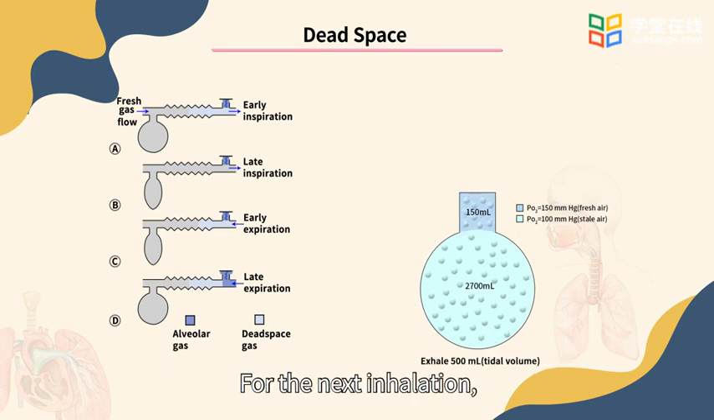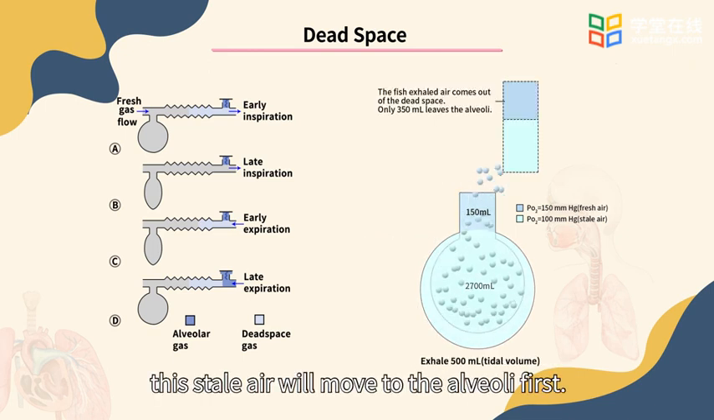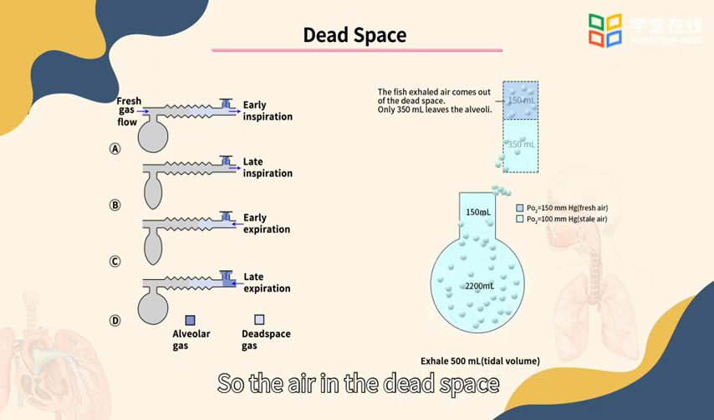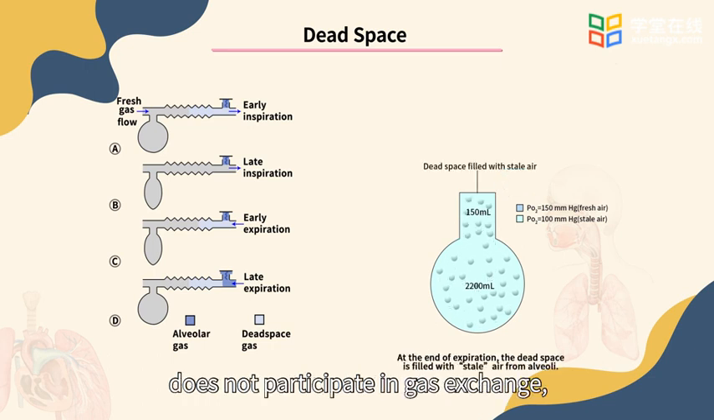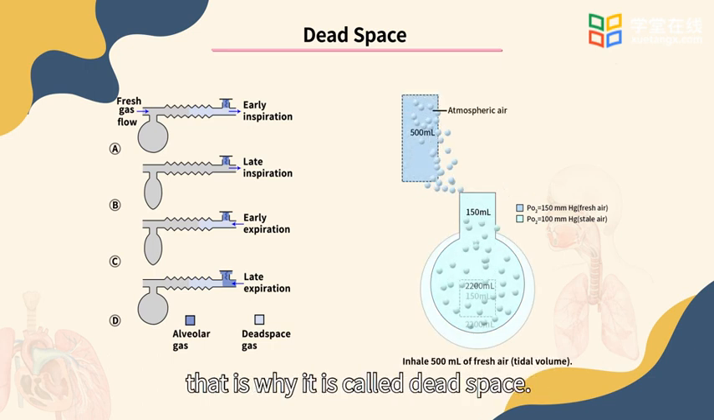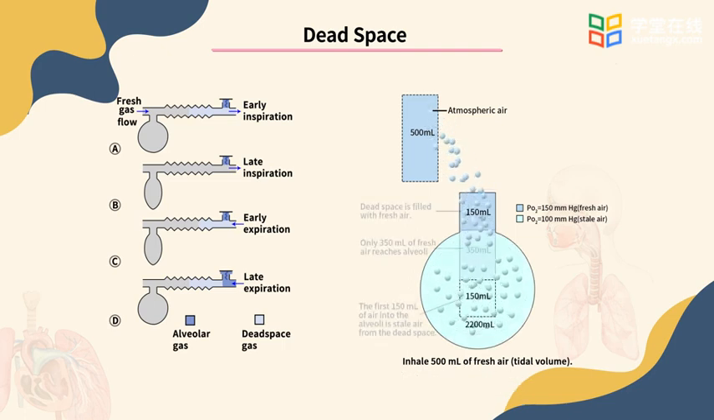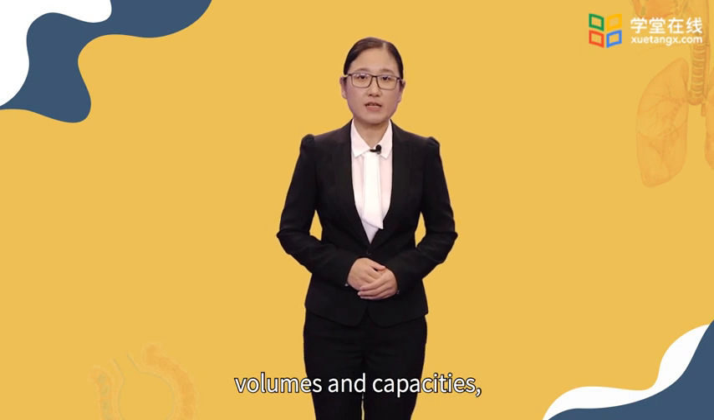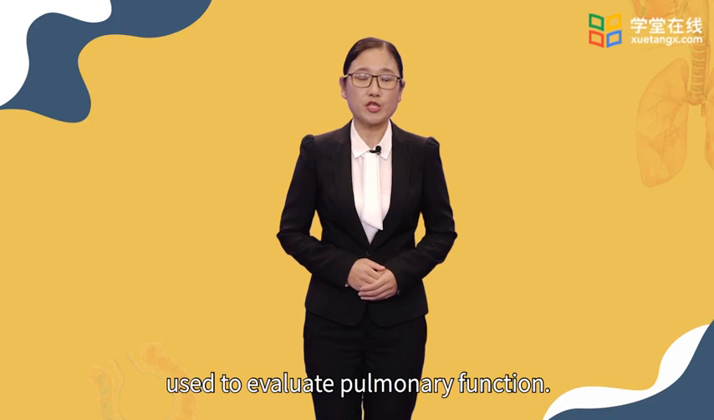For the next inhalation, this stale air will move to the alveoli first. So the air in the dead space does not participate in gas exchange. That is why it is called dead space. Based on the definition of lung volumes and capacities, several indicators can be used to evaluate pulmonary function.